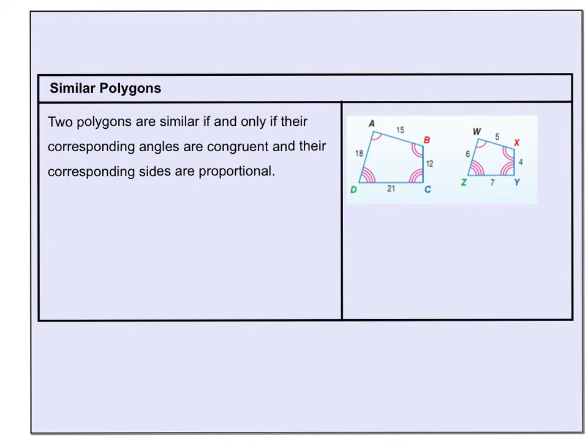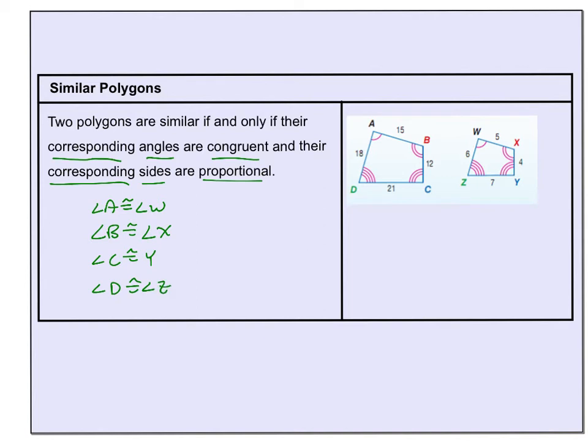When you say two things are similar, corresponding angles are congruent, and corresponding sides are proportional. If you notice, angle A is congruent to angle W, angle B is congruent to angle X, angle C is congruent to angle Y, and angle D is congruent to angle Z. All these pairs of corresponding angles are congruent.